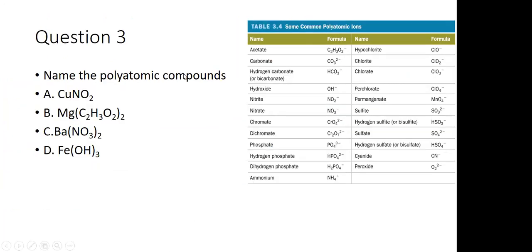So let's see how we use these. How we use these to name molecules is that first, we have to decide if the metal that we're using has one charge or multiple charges. So we're going to do A together. So we look at copper. Copper is element 29. It's in the middle of your periodic table. Based on its position on the periodic table, I just realized my camera was off. Based on its position in the periodic table, do you think copper has one charge or do you think it has multiple possible charges?